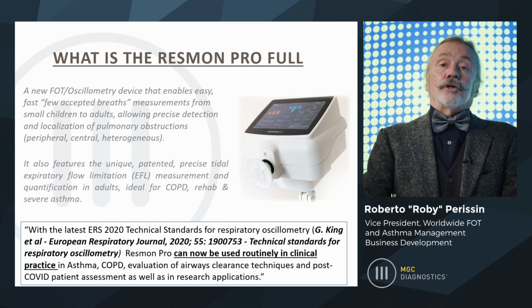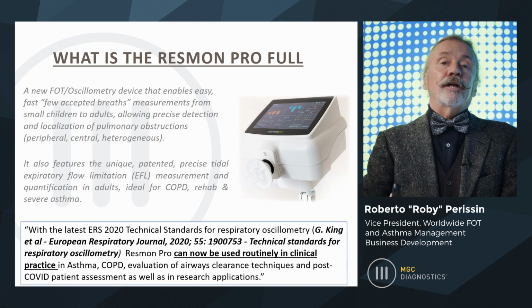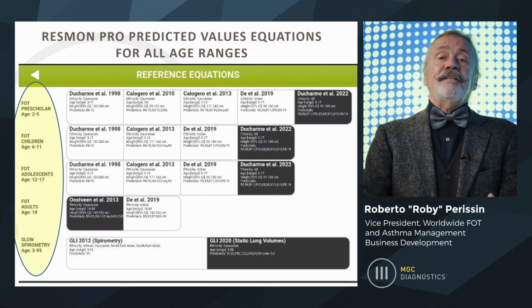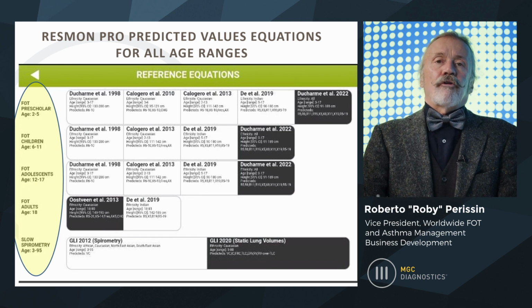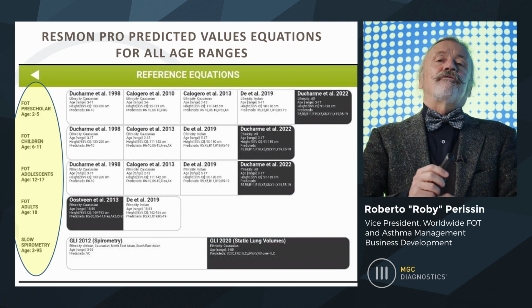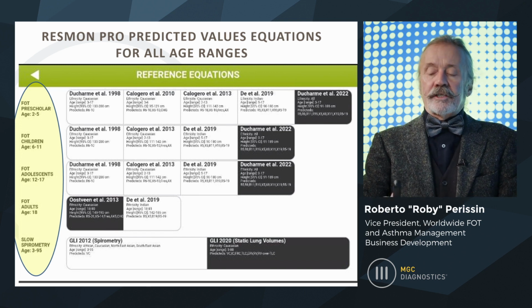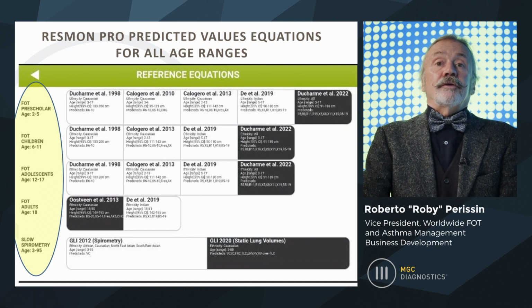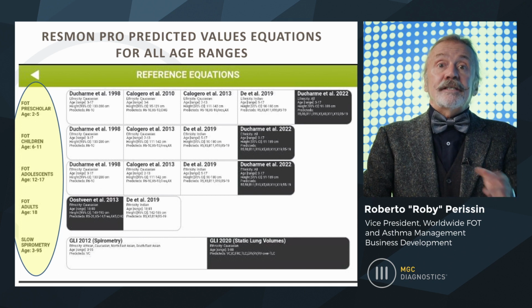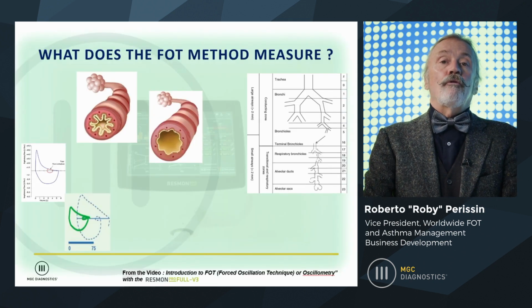Also, it features the exclusive parameter, well recognized by all societies and well used in clinical trials, of the tidal expiratory flow limitation. So the predicted values are available for all age ranges. From an age of 2 to an age of very elderly, we have a choice of different reference values performed with oscillometry, and many of the latest ones specifically with the Resmon Pro Full.